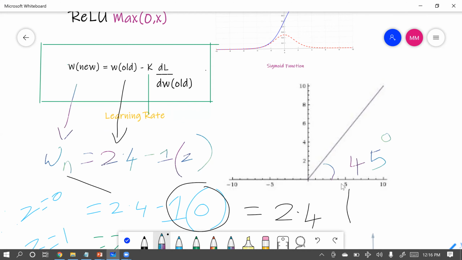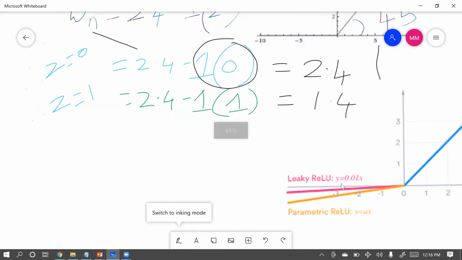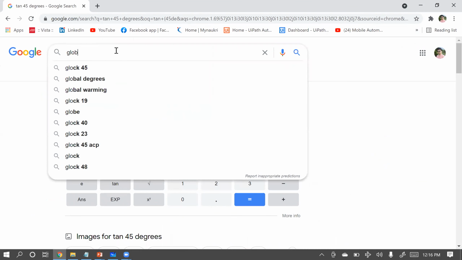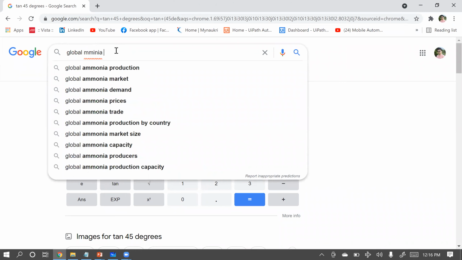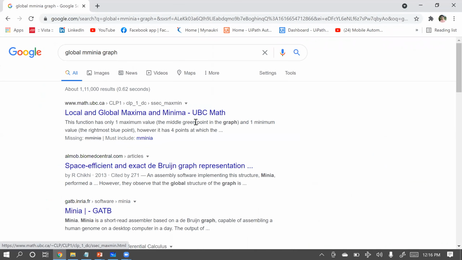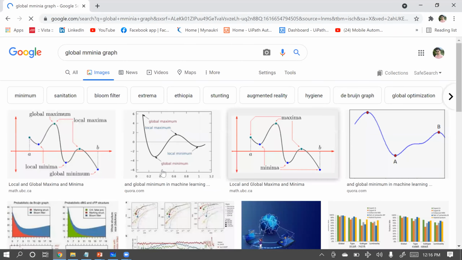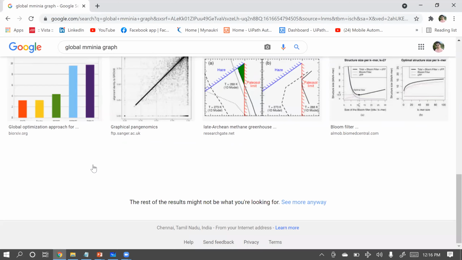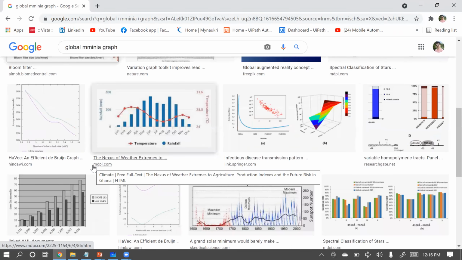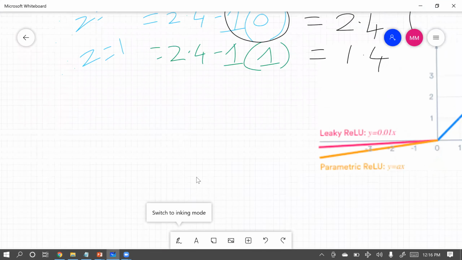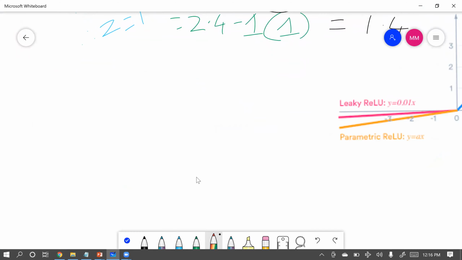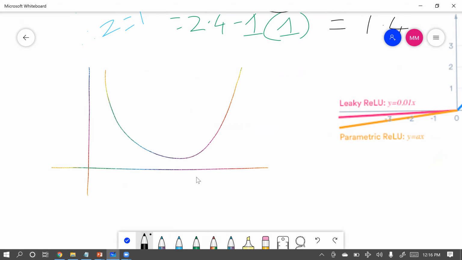So for example, let me show you how it looks. We'll take a graph from Google itself, a global minima graph. So there is no correct graph, I will draw the graph here itself. Okay, this is our global minima graph.